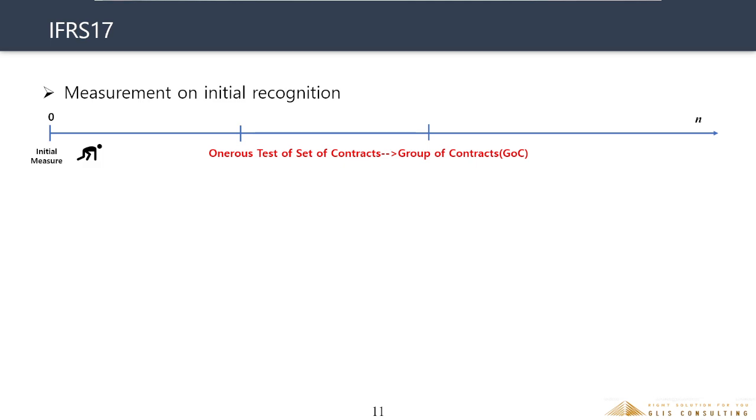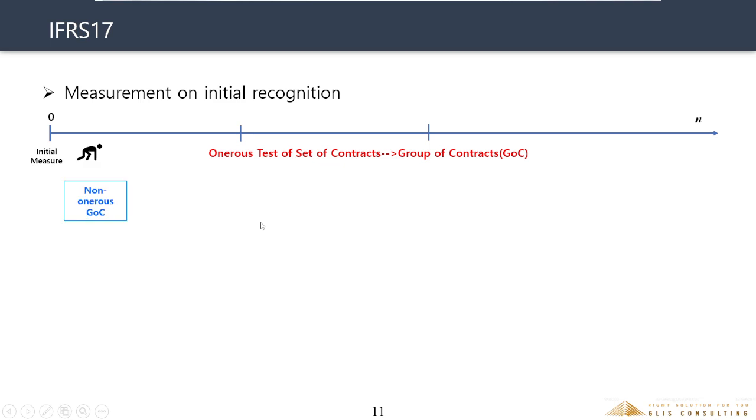But once you are convinced that this set of contracts belongs to one group, and based on the onerous test, now it is the group of contracts. Once you have specified the group of contracts, you have to create a policy number. There's a group ID number, and it's going to go on forever until all the contracts are derecognized or expired.